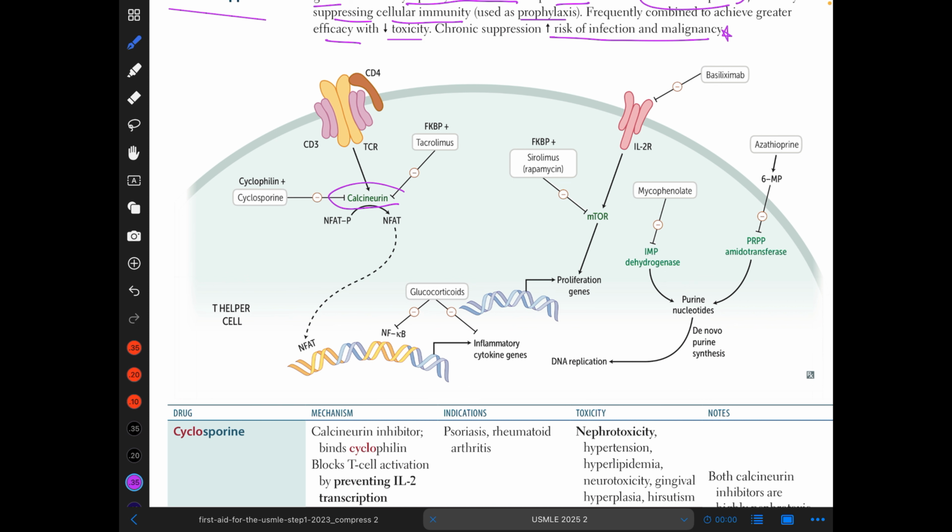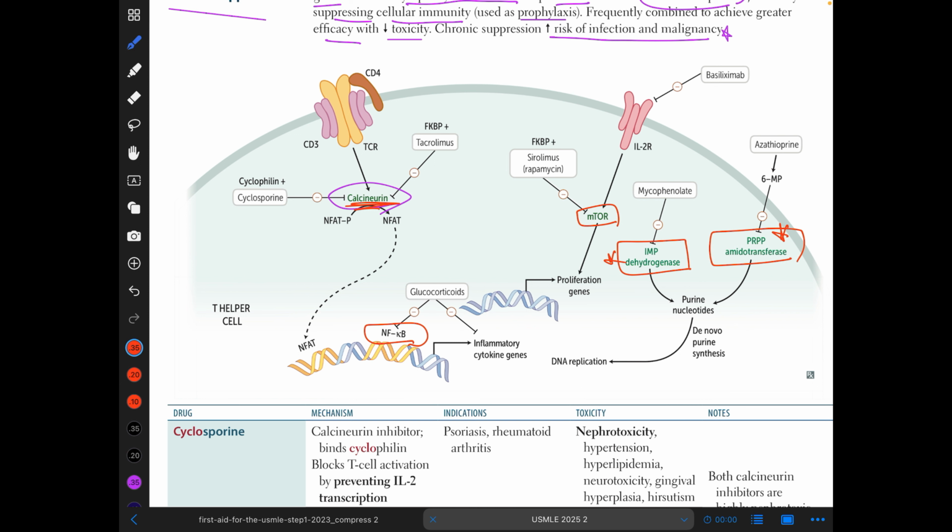First is calcineurin. The second, we are going to block NF-kB. Third, we are going to block mTOR. Then IMP dehydrogenase and PRPP amidotransferase. These 5 places we are going to block for the inactivation of T cells, or immune suppression.